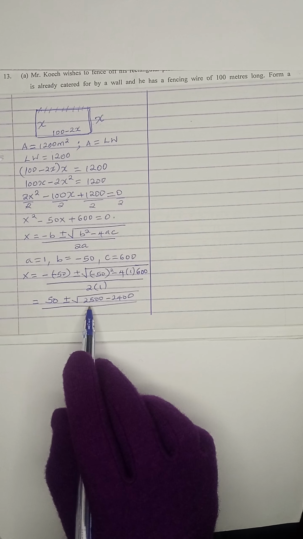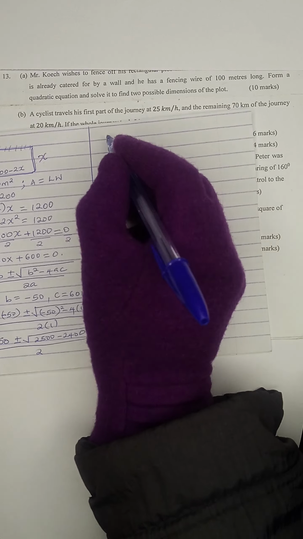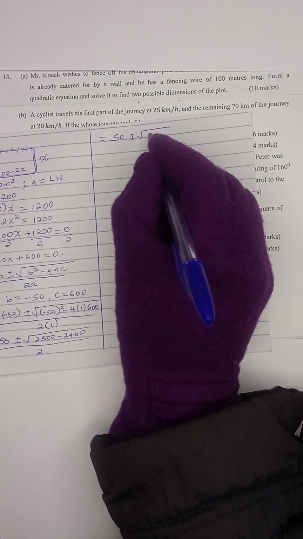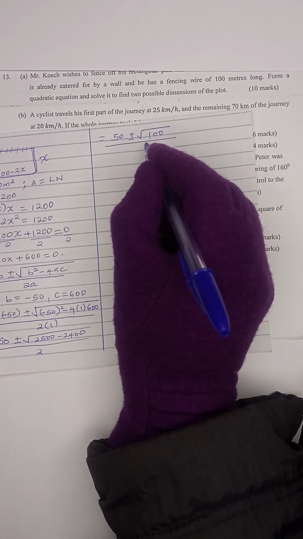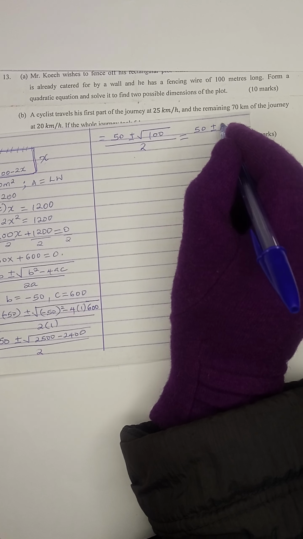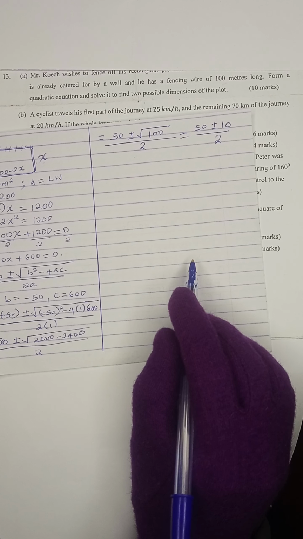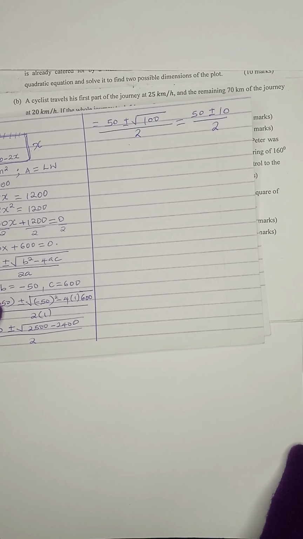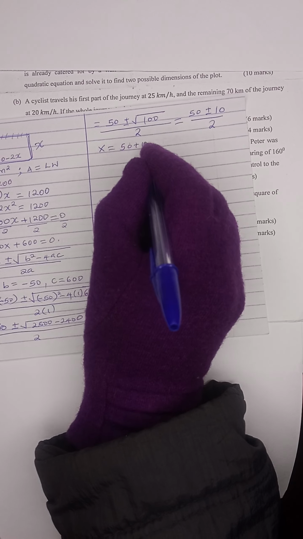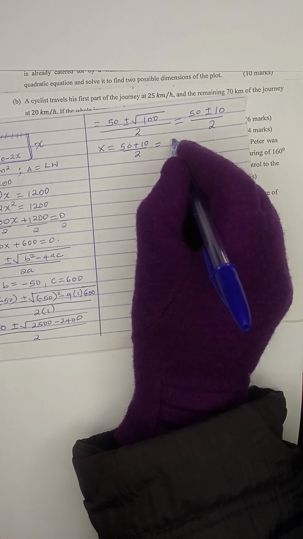Then 2,500 minus 2,400 is giving us 100. So we'll have 50 plus or minus the square root of 100 all over 2. Then the square root of 100 is 10, so we have 50 plus or minus 10 all over 2. So what you do, we have two answers here. For one of the answers you use the positive value, so we'll say x is equal to 50 plus 10 all over 2. 50 plus 10 is 60, divided by 2 is 30.